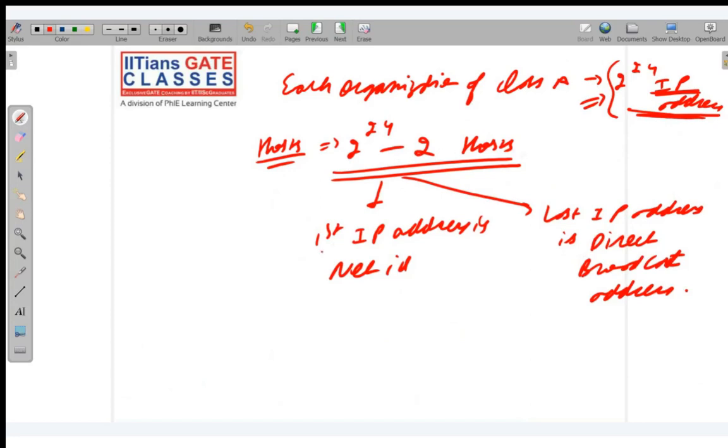Why minus 2? Because the first IP address is the net ID, that is reserved. I have told you in the previous lecture itself that net ID is reserved. It cannot be assigned to any computer. So the first IP address is the net ID and the last IP address is the direct broadcast address. Okay, don't worry, I will tell you this thing.